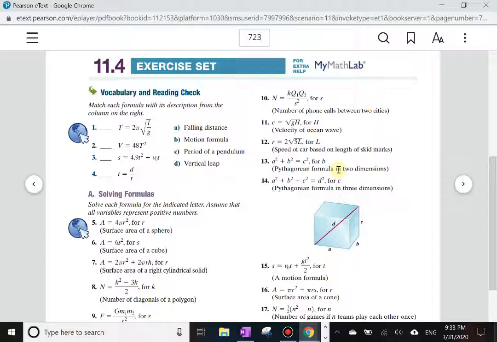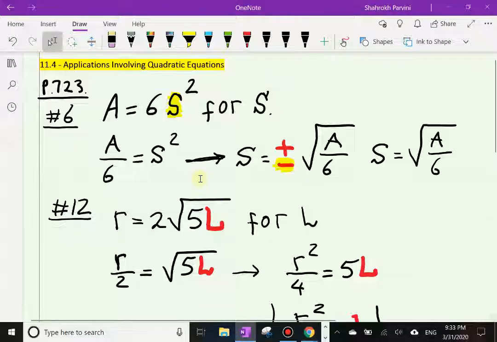From this section, we're going to look at exercise number 6, exercise number 12, and exercise number 14. So here I have those problems listed already.